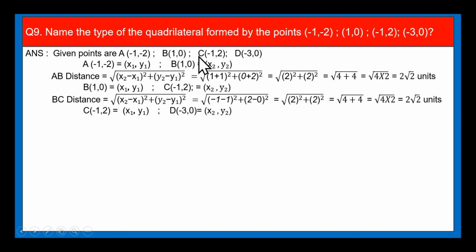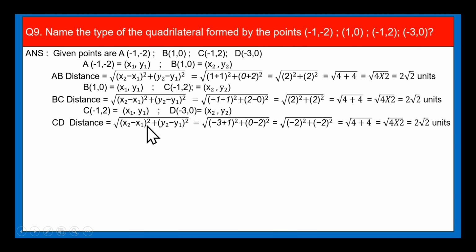Now CD distance. Coordinates of C (-1, 2) are x1, y1. And let us consider the coordinates of D (-3, 0) as x2, y2. Now CD distance is equal to root over (x2 minus x1) whole square plus (y2 minus y1) whole square. x2 is -3, minus of minus 1 is plus 1. -3 plus 1 whole square plus y2 minus y1, 0 minus 2, whole square. -3 plus 1 is minus 2 square, plus 0 minus 2 is minus 2 square. Minus 2 whole square is plus 4, and this minus 2 whole square is also plus 4. 4 plus 4 is root 8, which is equal to 2 root 2 units.